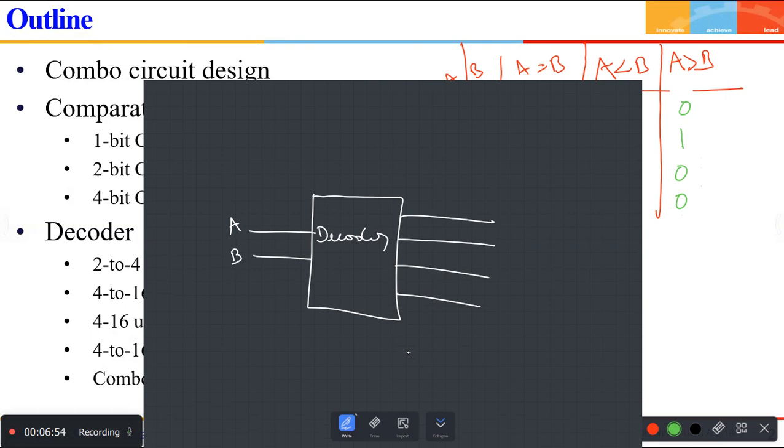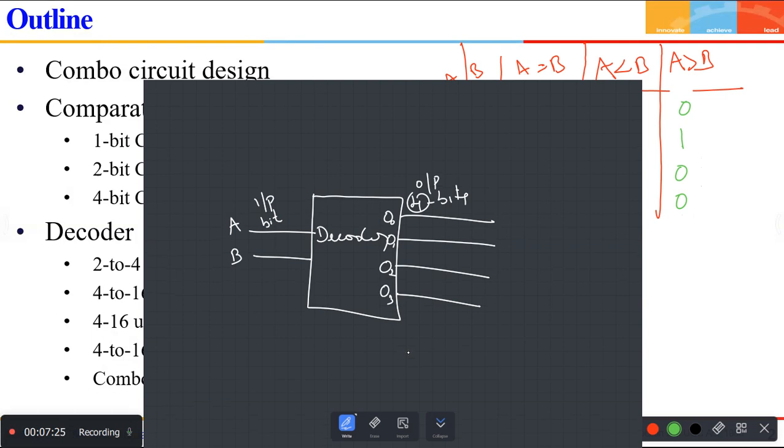Okay, I will write this input as A and B. I will write the output as O0, O1, O2 and O3. Now, what does this decoder do? Of course, this is supposed to be a 2-bit input, and the output is going to be a 4-bit output. There are 4 outputs here.